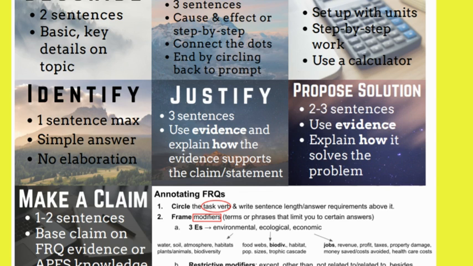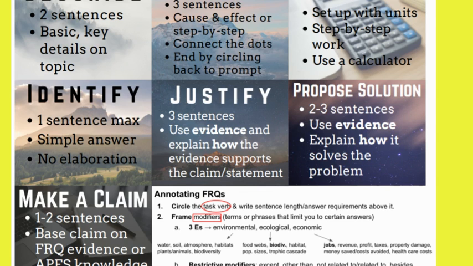So, for example, the word describe, whenever you see that in a question, that tends to mean that the answer should have two sentences. It should be basic in your response and should have key details on whatever the topic may be. While explain should be a little bit longer, about 3 sentences or so, should have some sort of cause and effect, maybe a step-by-step process that you have to outline, and you want to make sure that you're connecting the dots and ensuring that your end circles back to what the prompt originally was.